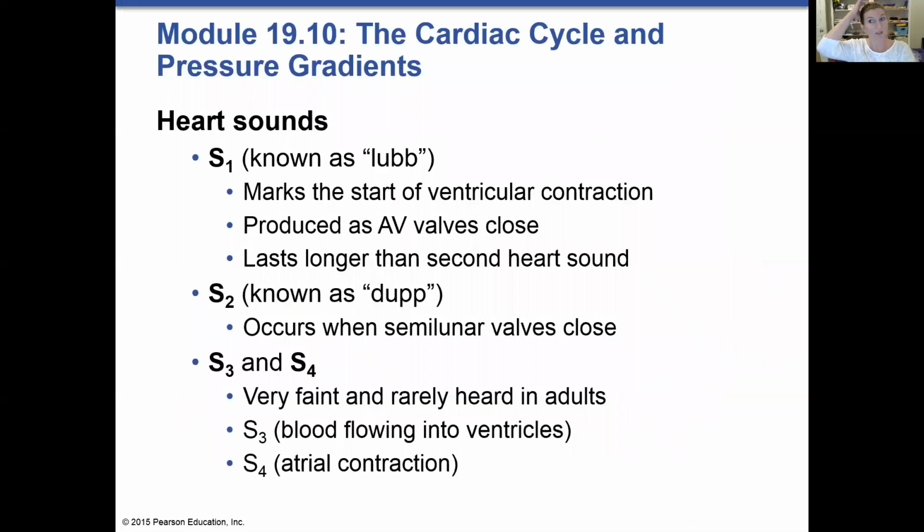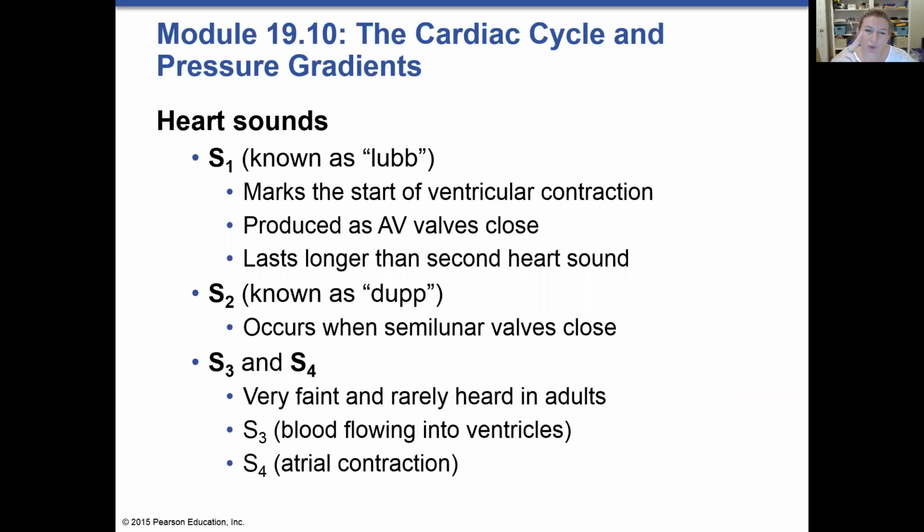So let's talk about the heart sounds, right? This whole idea of the cardiac cycle is getting the blood through the heart and out to where it needs to go in the body and then back to the heart. That's what the cardiac cycle is. And so we can detect the cardiac cycle and the function of our heart by measuring it. A stethoscope is one of the ways we do that. We listen to the heart sounds. And we'll have a chance to do this in lab.